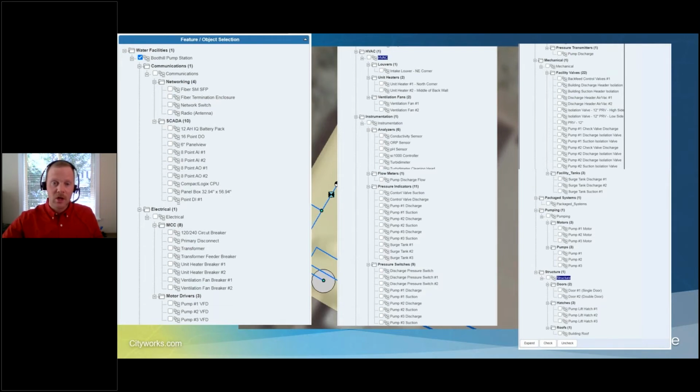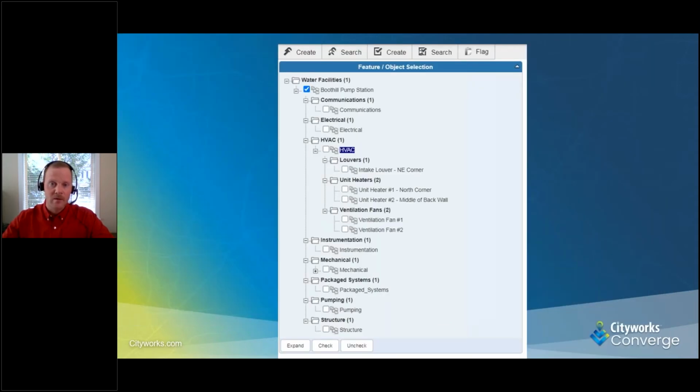This is also a good demonstration of why we set the database structure up the way we did. If we didn't have that intermediate systems level, the drop-down asset hierarchy would look something like this. And there's just a lot to look at and a lot to sort through. So we determined that having that systems level really made things much more organized and easier to sort through to find the assets.